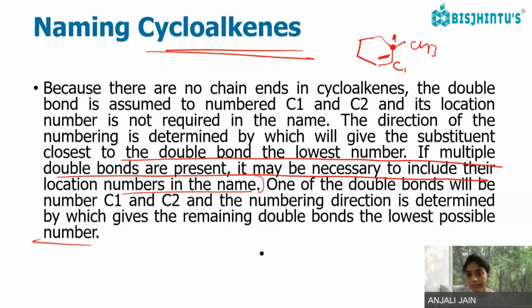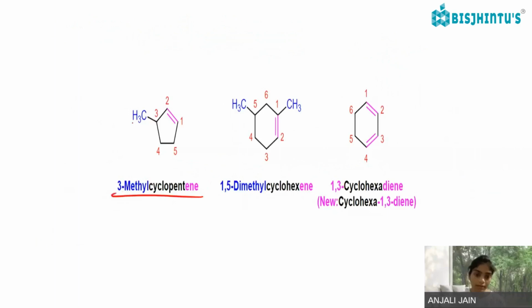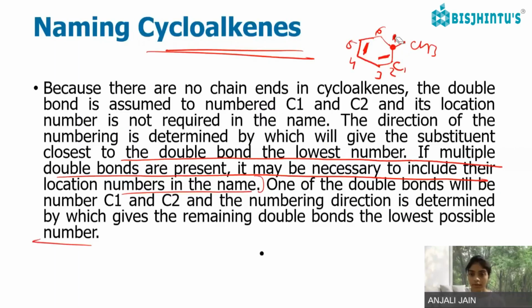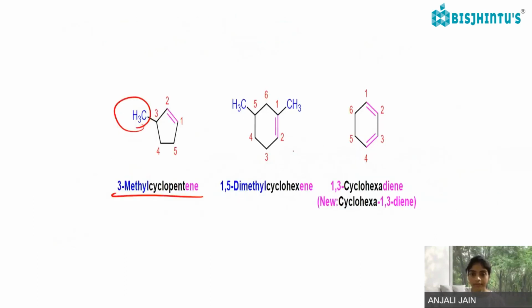Okay, so if 3-methylcyclopentene is there, so 3-methyl. Okay, so the double bond has to be given priority before the substituent. So I can make this 1, 2, 3, 4, 5, and 6. Okay, if there is a single double bond, then 1, 2, 3, 4, and 5. The substituent, I cannot write 3 over here. The substituent has to be given the priority.